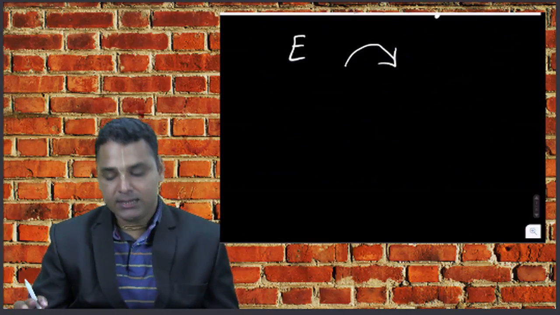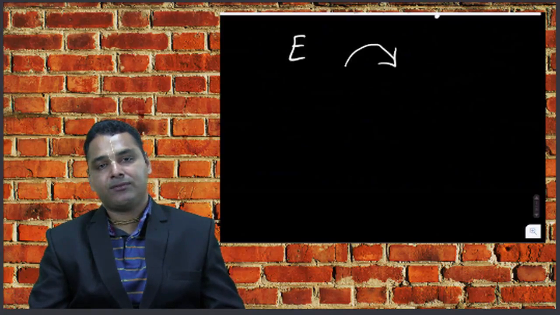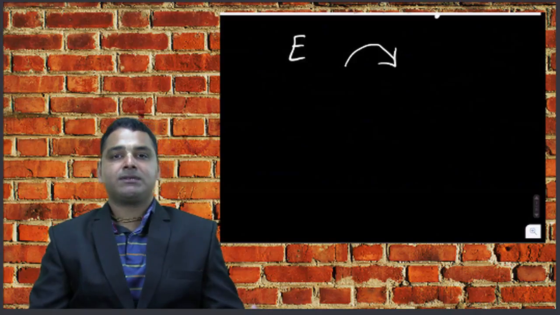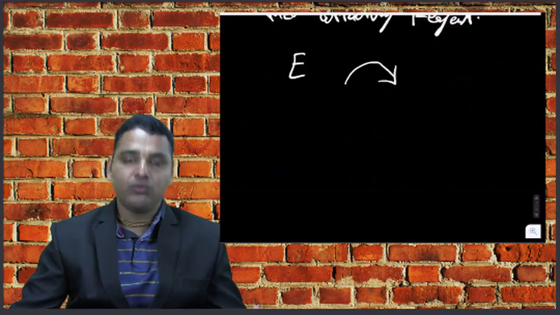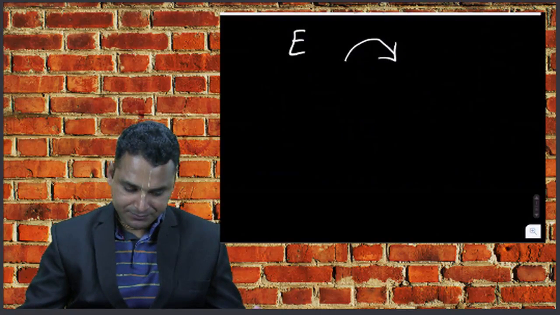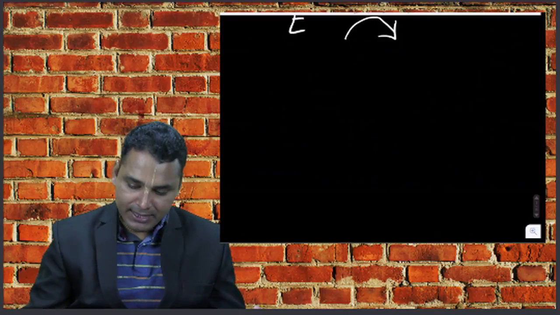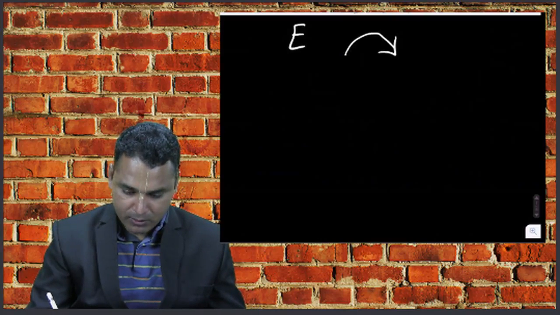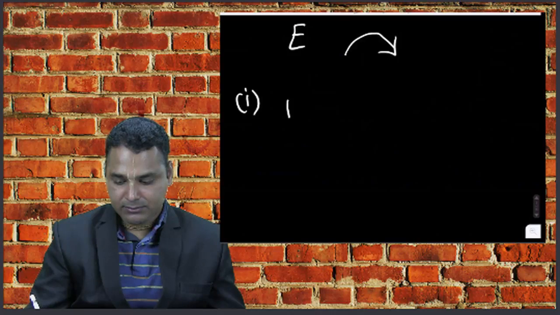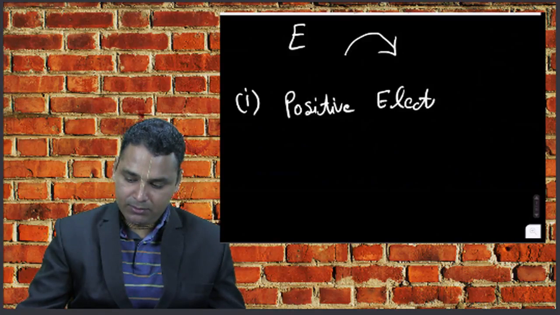There are actually two distinct types of electromeric effects. Earlier, the resonance effect was of two types: first is plus R and the second is minus R effect. Now the electromeric effect is also of two types, that is the positive electromeric effect and the negative electromeric effect. So we will see each with the help of an example. First of all, the positive electromeric effect.